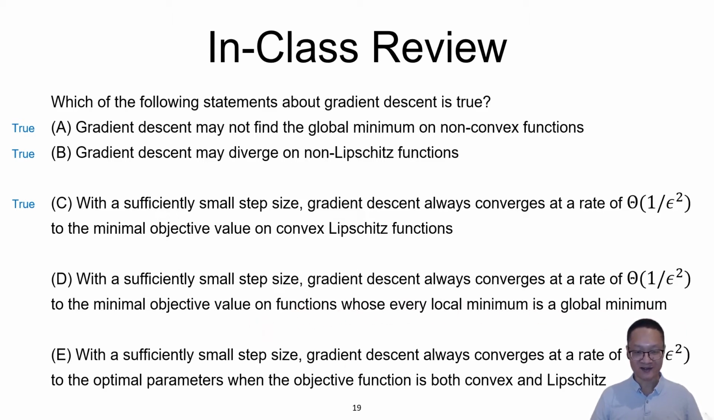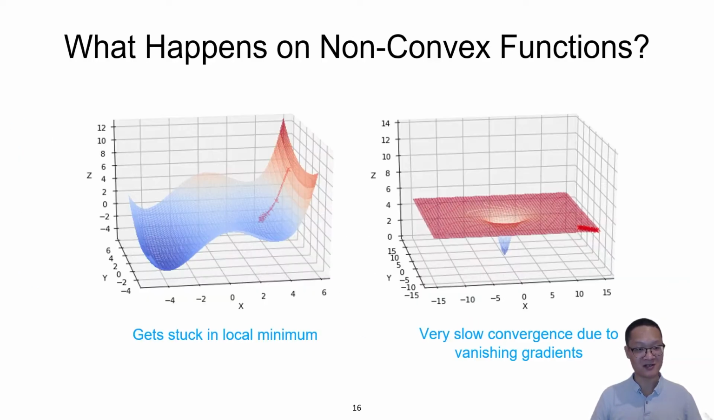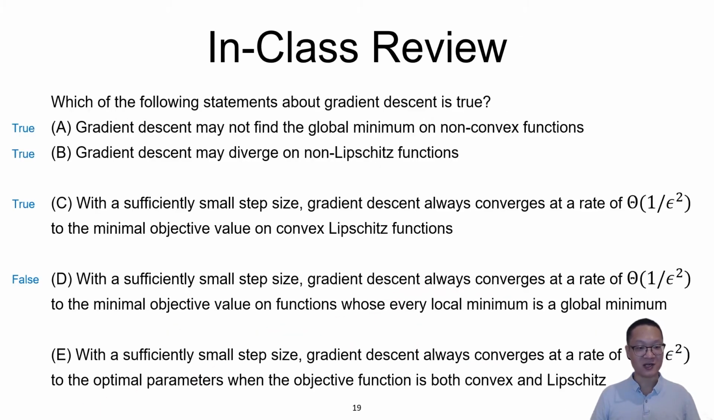So it turns out that that's not the same. Even if a function has every local minimum being a global minimum, the function still may not be convex. And we actually saw an example of this on this slide. This function only has one local minimum, and that local minimum is a global minimum as well. But this function is actually not convex. So because the function is not convex, there are no guarantees on the convergence rate of big theta of 1 over epsilon squared.